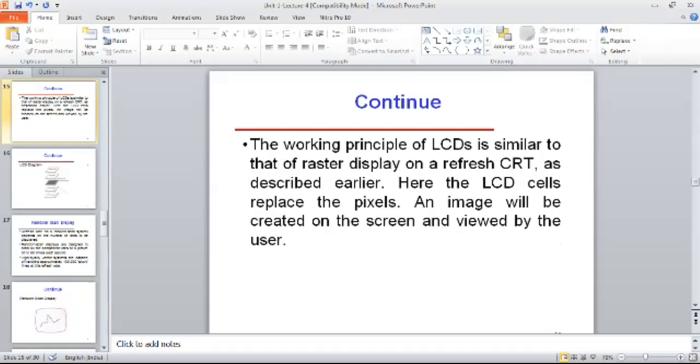The working principle of LCD is similar to that of the raster display on a refresh CRT. So it also works like the raster display on refresh CRT. In case of the CRT, we refresh again and again. So here again we use the same technology. Here the LCD cells replace the pixels, and the only change is that LCD cells are replaced by a number of pixels. An image will be created on the screen and viewed by the user.